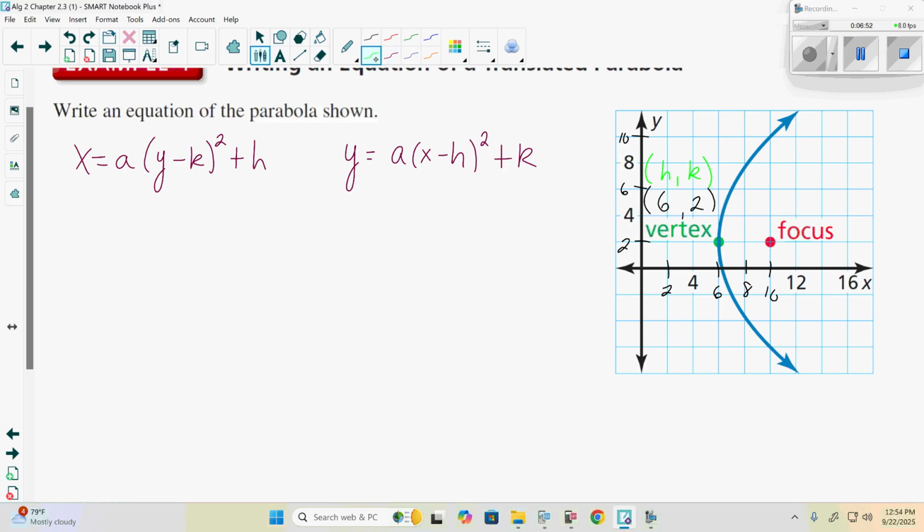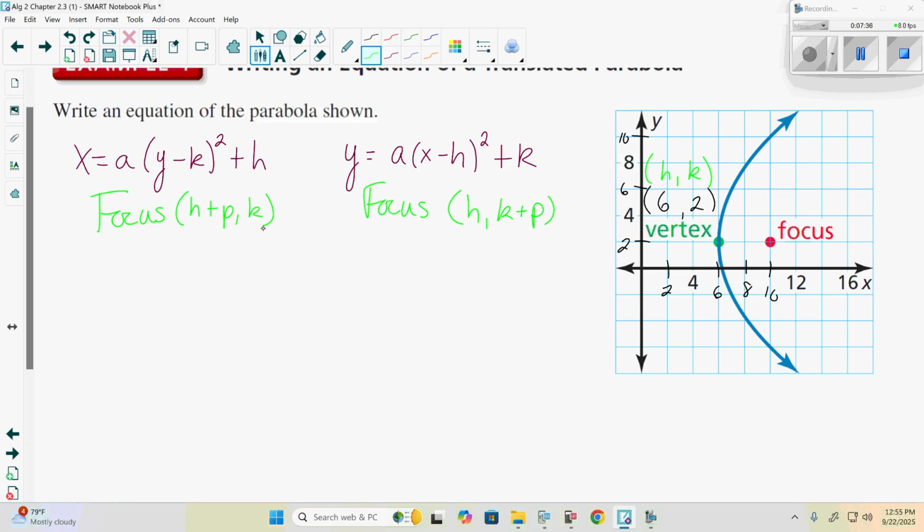Because the focus for our y equals, I'll write it underneath here because I'm not expecting you to memorize this. I would especially have this out when you're doing the homework, or have this written down when you're doing the test. For y equals, the focus is h comma k plus p. And for x equals, the focus is h plus p comma k. These are the two general forms for each of these equations, and we need to figure out which one we have.